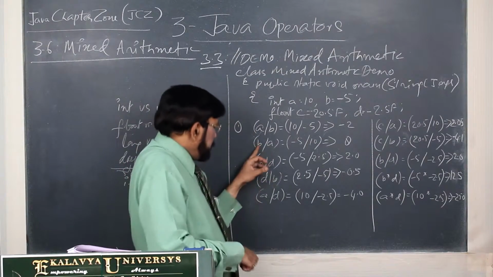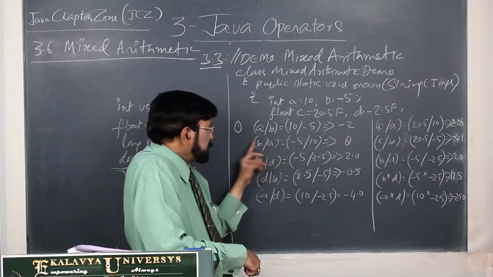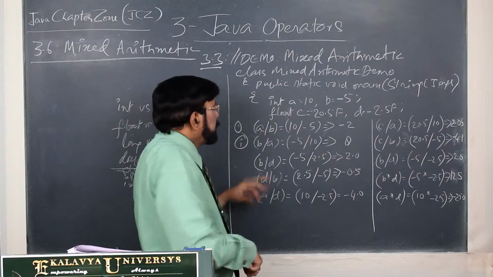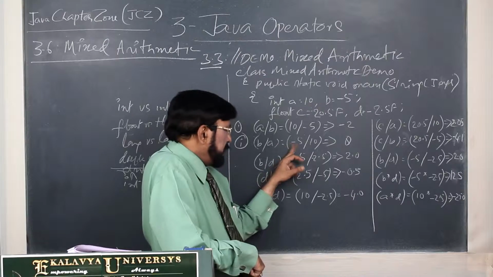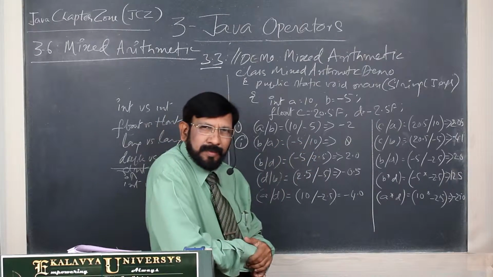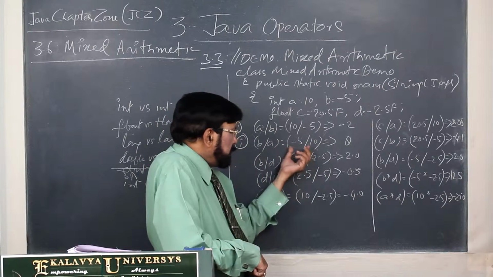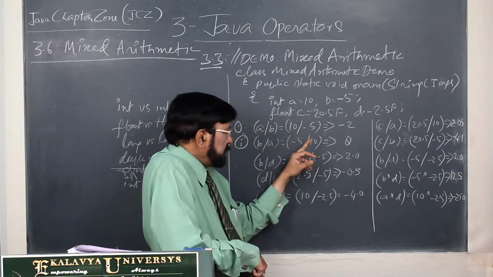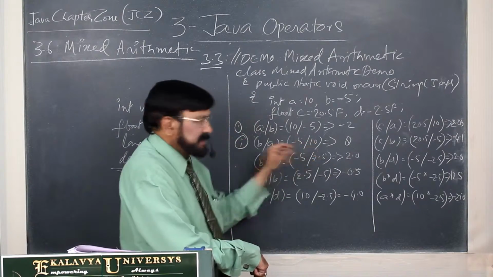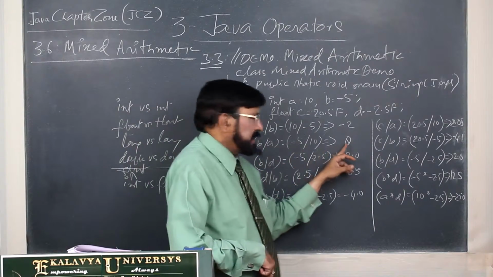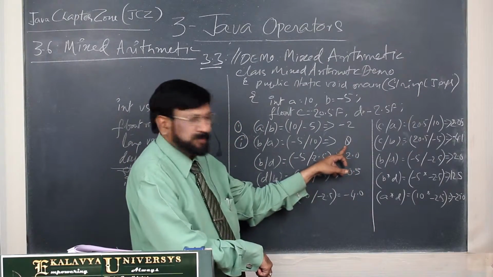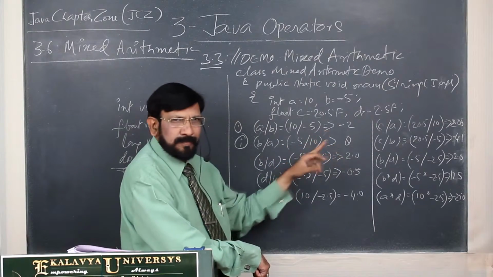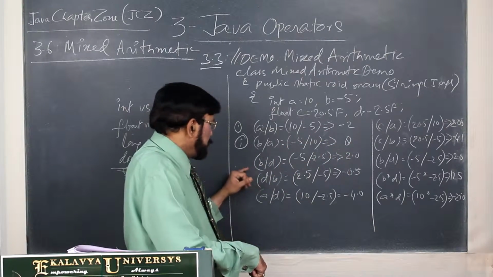Next one, B by A. This is also int versus int. This is also integer arithmetic. Then minus 5 by 10. In integer arithmetic, what happens? The numerator is lesser than the denominator, and then the result is 0. Okay, then sign does not come in case of 0.